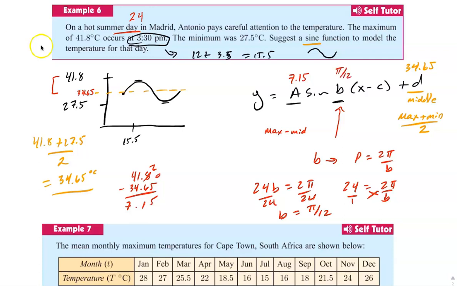So one last thing. I got to figure out what my c is. Now, if you have a graph already, c is actually really easy. It's just, where does your graph kind of start the middle at? Like, where is this point at? Where does your graph start? Now, in this case, I actually don't have a middle. So it's not as nice. So how are we going to do this one? Well, this one takes a little logic.